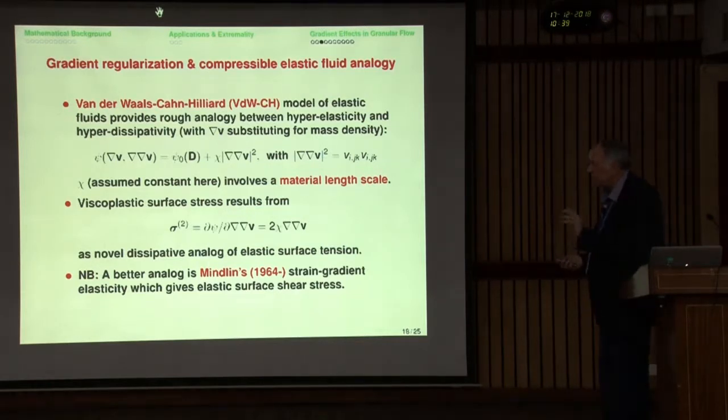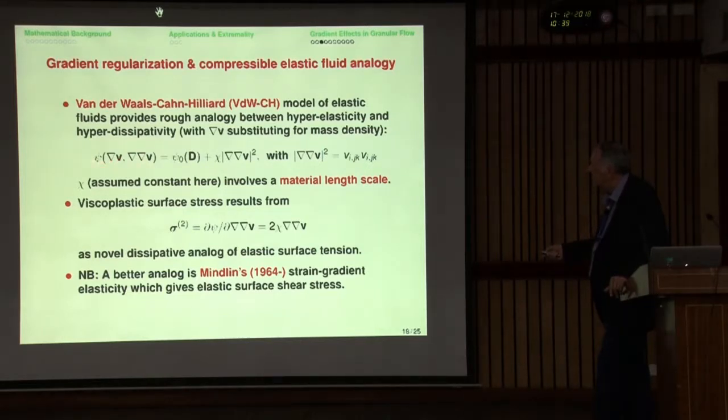I'm going to skip that slide about variational derivations for the momentum balance and go right here to the constitutive equation. So one of the things you can do is make an analogy to the famous Cahn-Hilliard equation of thermodynamics, where instead of gradient of velocity, we have fluid density here, and we have gradient of fluid density here.